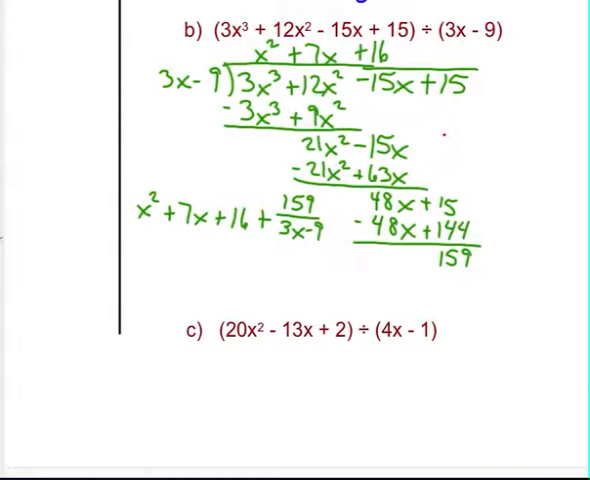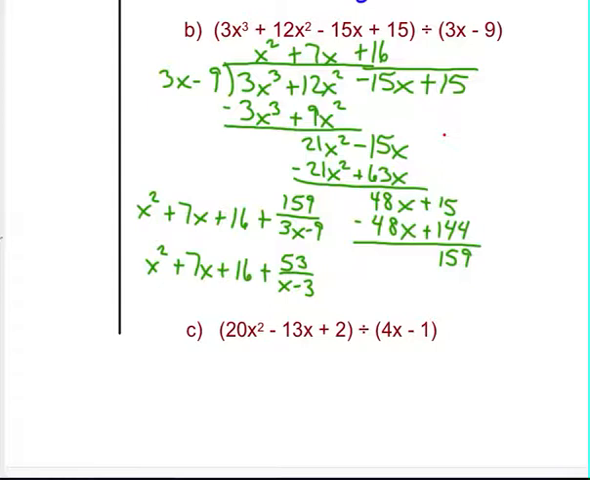What I notice is 3x minus 9, they both have a factor of 3, and 159 is divisible by 3. So I can simplify my remainder by dividing everything by 3. So in the denominator, I get x minus 3, 15 divided by 3 is 5, and 9 divided by 3 is 3. So there's my final answer.